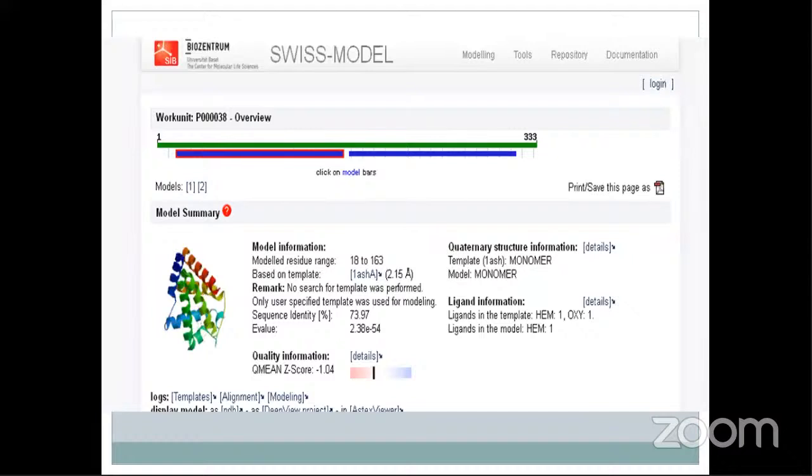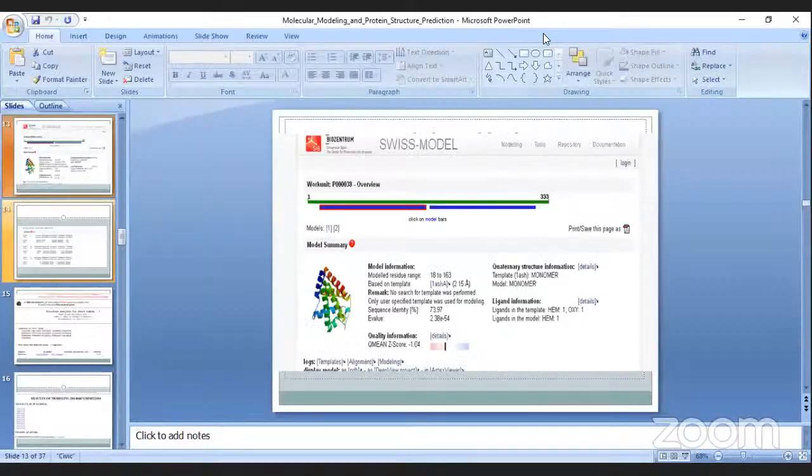So shall I ask somebody to share the screen just for homology modeling? Who will be sharing it? Bhagyashree, are you there? Yes, sir. I am enabling the screen share option. Please do it. Yes, sir.